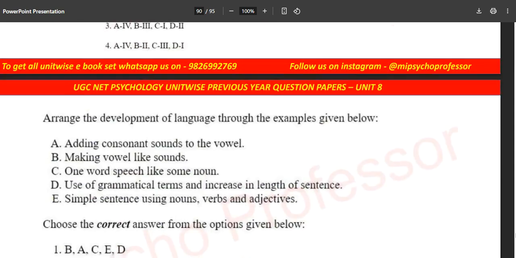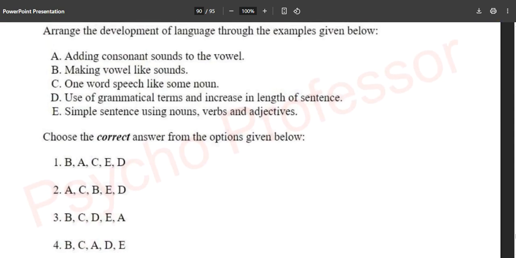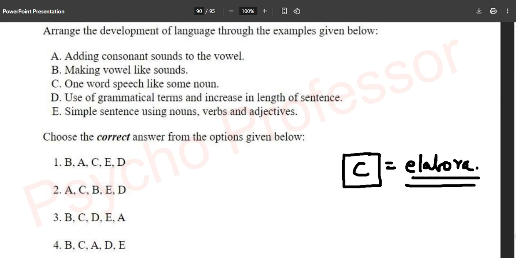Now, moving forward to the next question: arrange the development of language through the examples given below. This is again a question from your C book, but it is a more elaborative one. That is why you might face difficulty. But if you try to recall how you learn languages, or how you learn any single particular language, then this question becomes super easy for you.